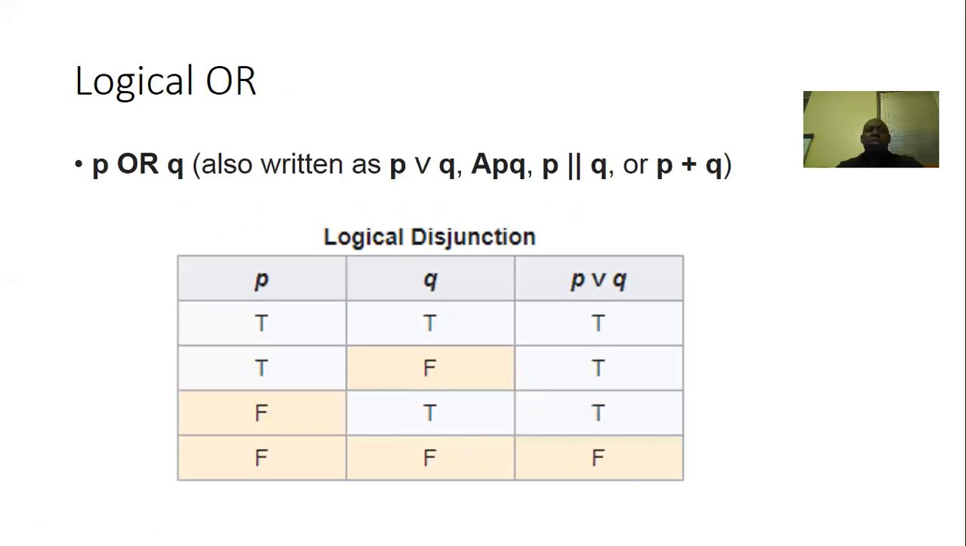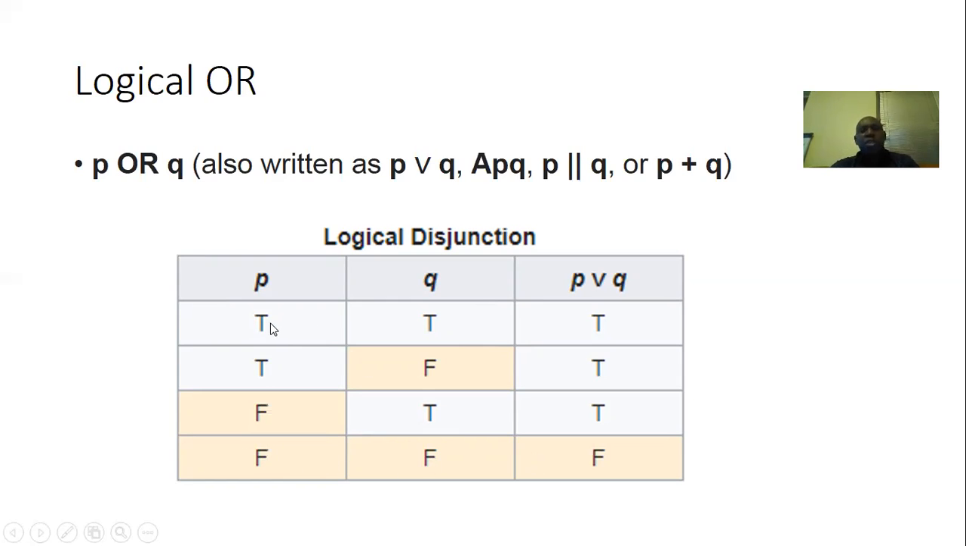Logical OR is usually written in this way. At times it's written with P with the U operation, or P double perpendicular line Q, or P plus Q. Here, the only time that the logical OR is false is when the two inputs are false.